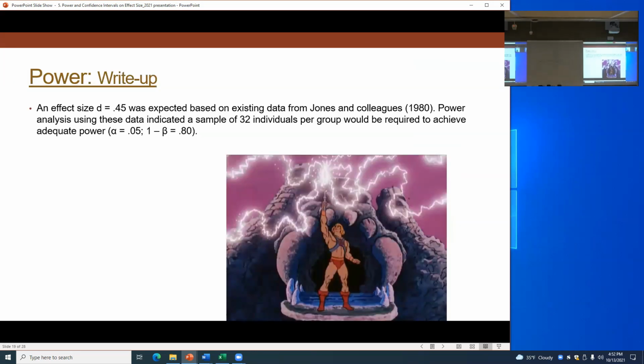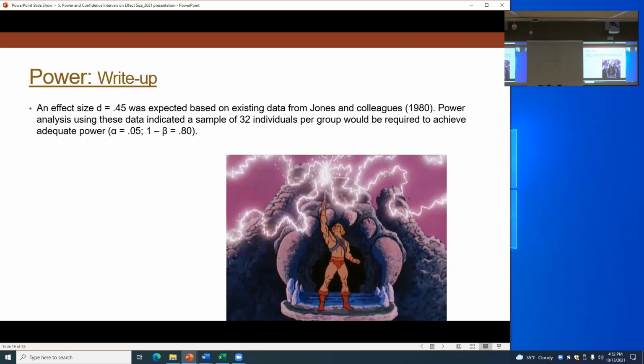All right, so my write-up, pretty straightforward for power, right? We got an effect size of 0.45 expected, based on existing data from Jones and colleagues. Power analyses using these data indicated a sample of 32 individuals per group would be required to achieve adequate power.